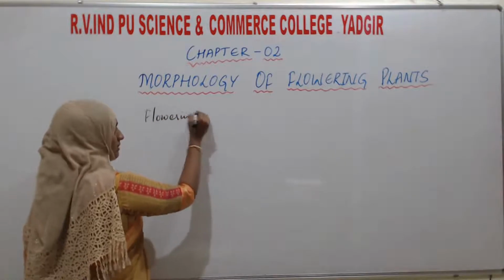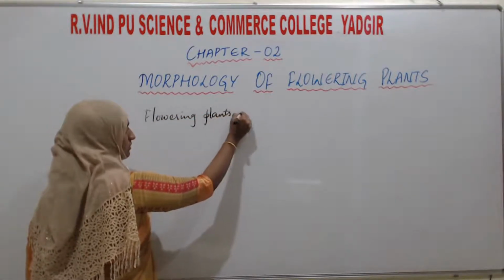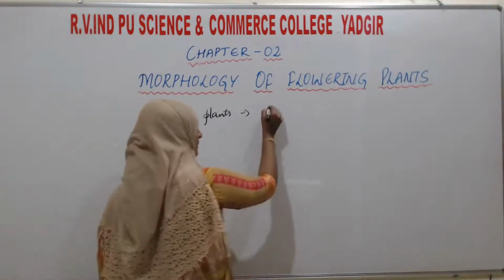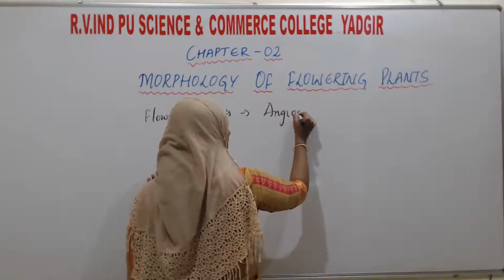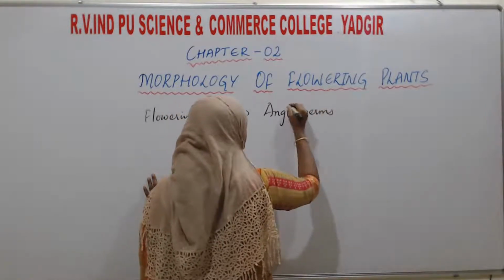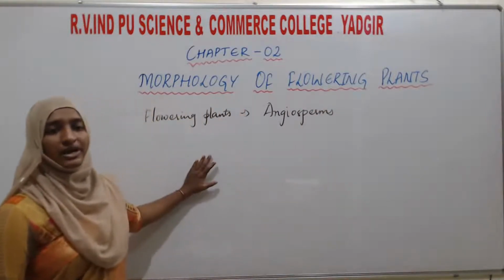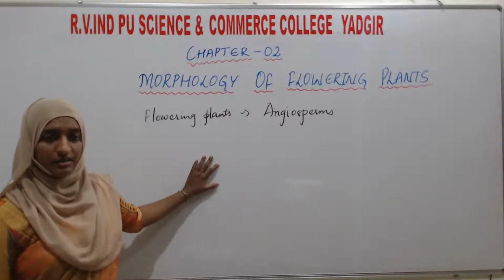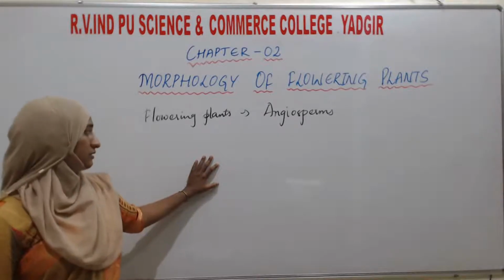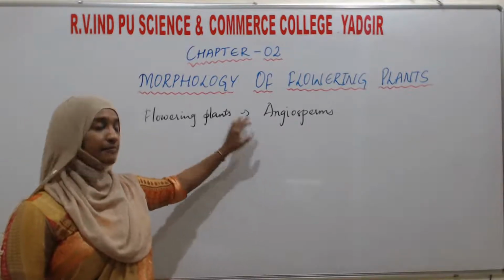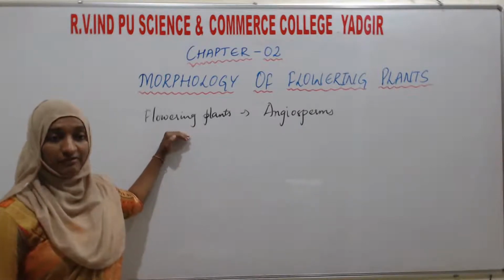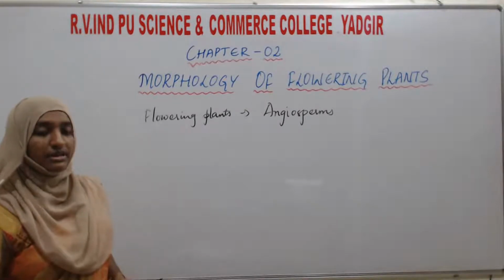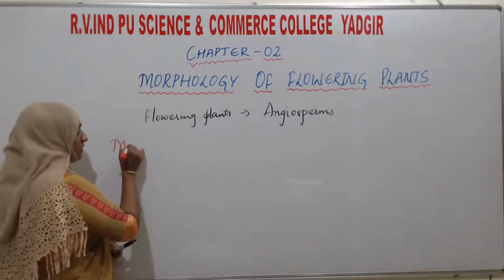The flowering plants are also called the class angiosperms. If they are non-flowering plants, you would call them gymnosperms. In the classification of plants, the first is the angiosperms, that is flowering plants. So in these flowering plants, you have to study the morphology. What do you mean by morphology? What is the definition of morphology?